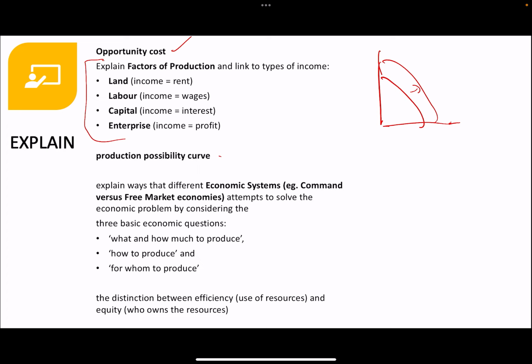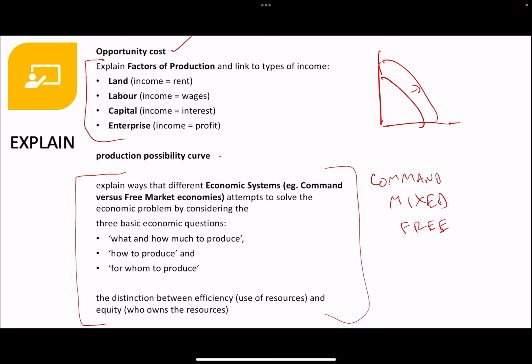The second part, which is a little bit different here, is the economic systems. So we go from command, mixed, and free market economies. It's important to be able to think about how each of these economic systems attempt to answer our three basic economic questions. How do they do it differently? How does it influence efficiency? Does it lead to equity?